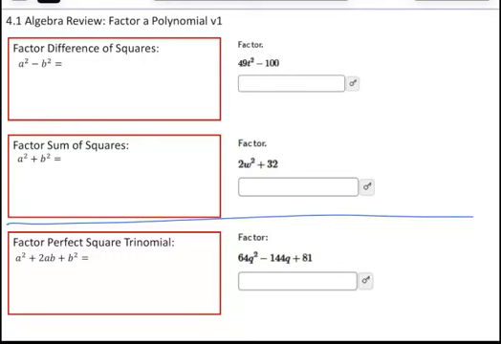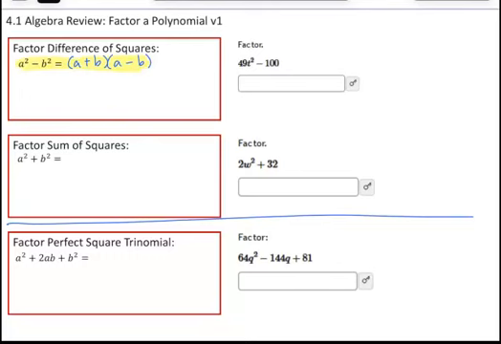The difference of two squares, a squared minus b squared, will factor into the sum and difference of the bases being squared. So if we have base a squared minus base b squared, it factors into the sum of a and b times the difference of a and b. So again, this is a pattern that you should be very familiar with.